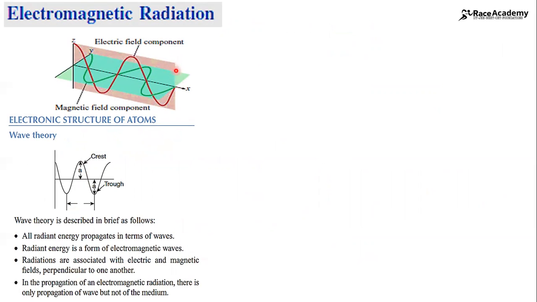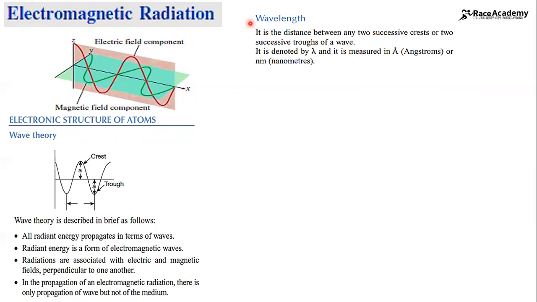This is the perpendicular direction that I showed. In this propagation of electromagnetic radiation, there is only propagation of the wave, but not of the medium. So this is wave propagation only, as shown here. What is wavelength? It is the distance between any two successive crests or troughs, known as wavelength, denoted by lambda, measured in angstrom units or in nanometers. That is one characteristic property of a wave.